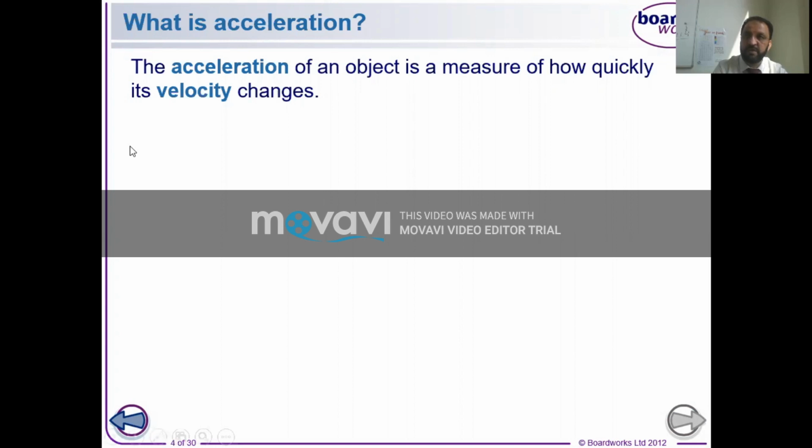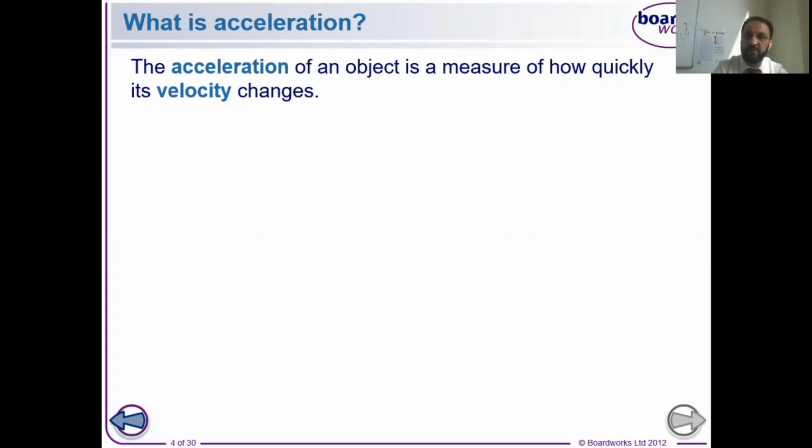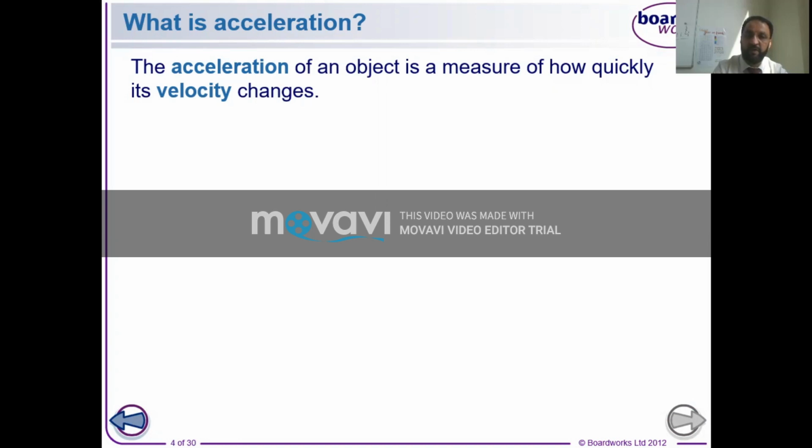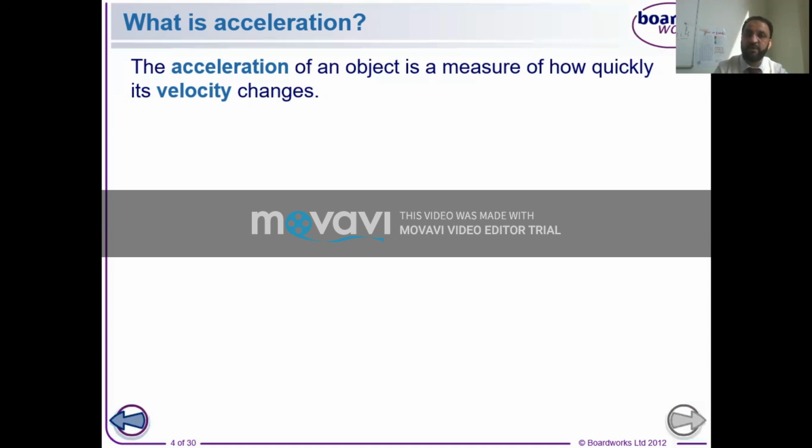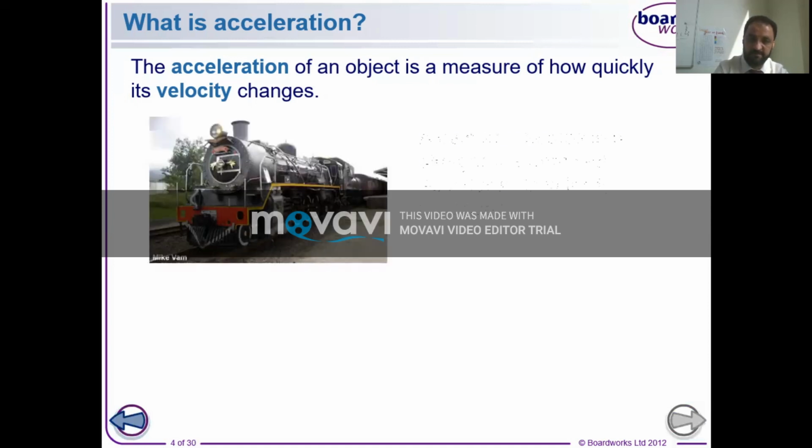We can change velocity in three ways. First of all, we can increase the speed. If we increase the speed, it means its velocity changes. If we decrease the speed, its velocity changes. And one more thing: if we are not changing the speed but changing the direction, there is also a change in velocity. So in all three cases, acceleration is produced in an object.